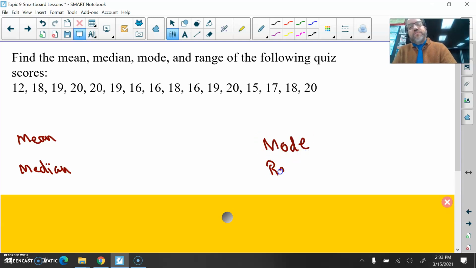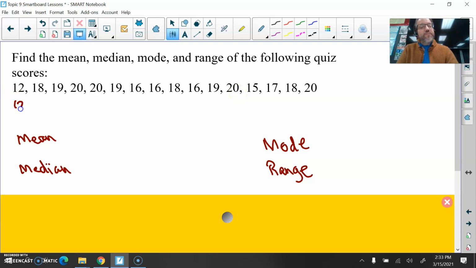Mode and range. All right, so anyway, to find the median, remember, we want to put all the numbers in order from least to greatest. I'm going to take all these quiz scores and put them in order from lowest to highest. What I like to do is just rewrite the list directly below where it is written here, because then I won't miss any. So I'm looking for the lowest score, and it is the 12 here.